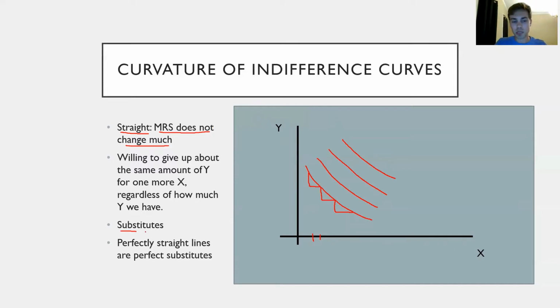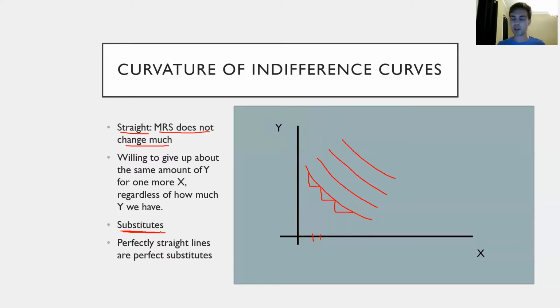And so what we label these goods as is substitutes, right? So substitutes are similar goods that fulfill a similar requirement. And so we should be willing to give up a certain amount of substitute for the other and basically not care about which one we have. We just care about the quantity of the sum of the two goods, right?